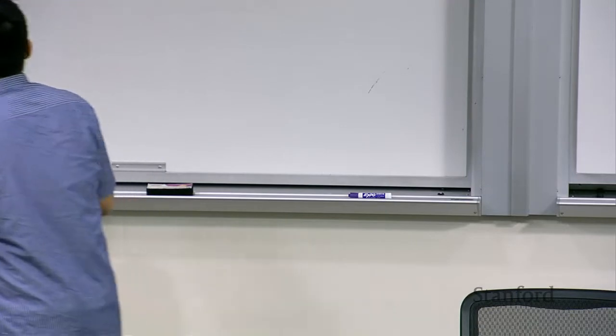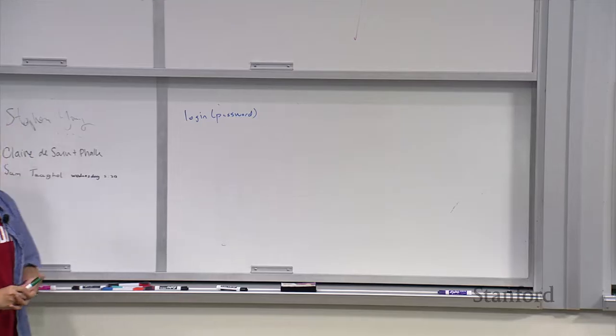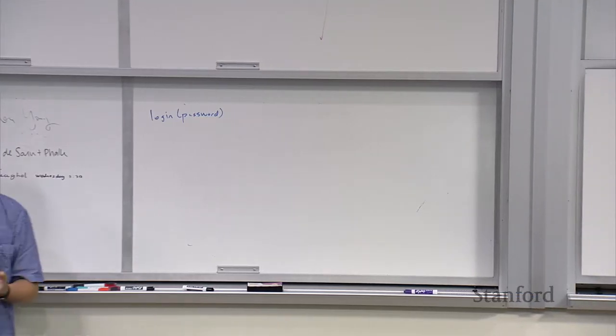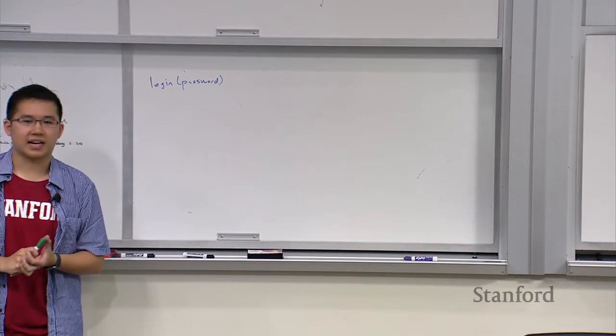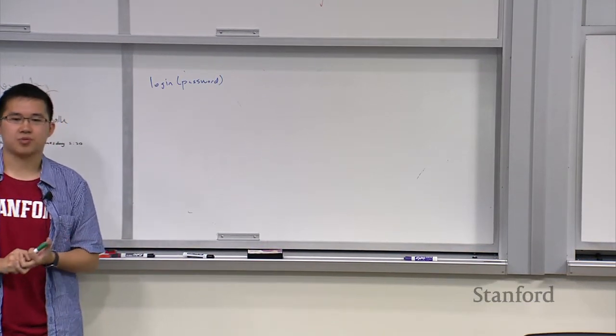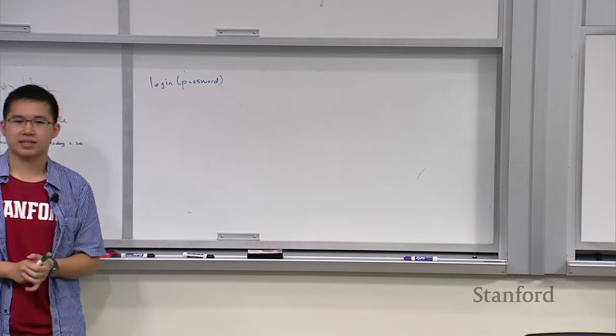So let's think about this as a recursive backtracking question. How are we building up this string? We're going to build up a password, which is going to be a string, right? How are we building that string?